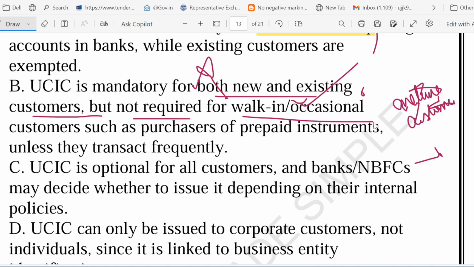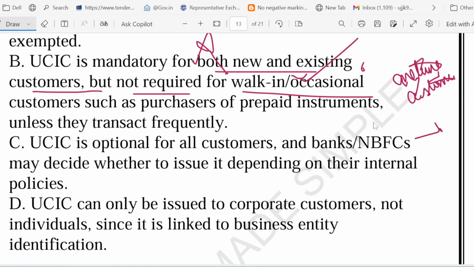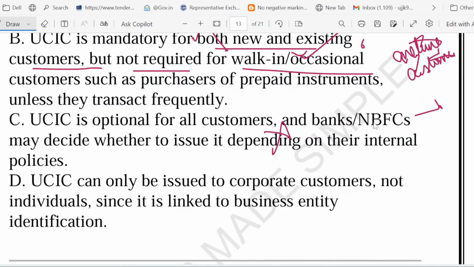Now, what about option C? Option C says UCIC is optional for all customer and bank NBFC. No, this is completely wrong, because UCIC is mandatory as per RBI. What about option D? It can only be issued to corporate customer, not individual. Again, it is wrong. UCIC is for all type of customer, individual, corporate. The whole idea is to uniquely tag every customer in the system.